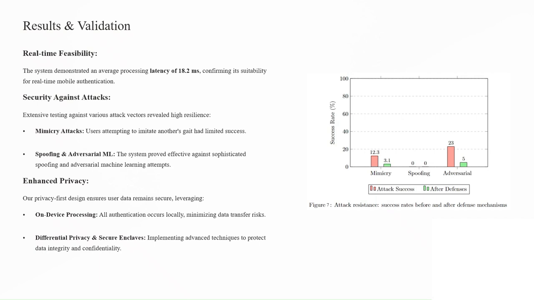We evaluated the security of our system against three types of attacks: mimicry, spoofing, and adversarial ML. In mimicry, as I have told earlier, skilled imposters could sometimes succeed with a 12% success rate, but that is still far below the normal threshold. Untrained imposters had only a 3% success rate. You can see figure 7, which shows the different attacks and their success rates, and how they perform after the defensive strategies have been imposed.